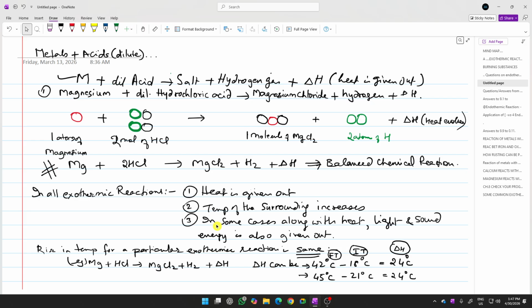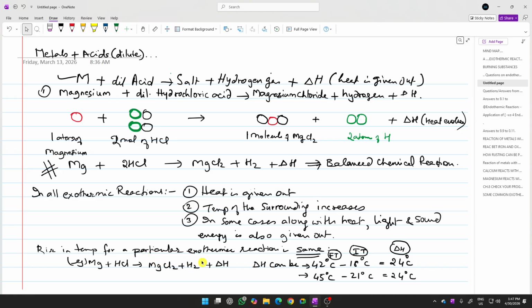Okay, and the third thing that you will see in exothermic reactions is, in some cases, along with heat, light and sound energy is also given out. Now this is nothing but heat energy can also be seen in the form of light or sound energy. So it's always possible that along with heat energy you will be able to see light energy also, and sound energy also coming out. Okay, so these are the 3 characteristics, or you can say the 3 main features of the exothermic reaction.